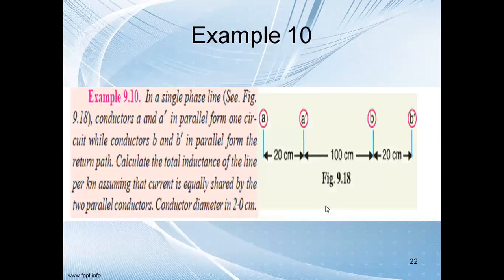Now we have one more problem in a single phase line. It is a single phase double circuit line, with conductors A, A dash and B, B dash in horizontal fashion. Conductors A and A dash in parallel form one circuit, while conductors B and B dash in parallel form the return path. Calculate the total inductance of the line per kilometer, assuming that current is equally shared by the two parallel conductors. Conductor diameter is 2 centimeters. The distance between these two is 20 centimeter, this is 100 centimeter, and this is 20 centimeter.